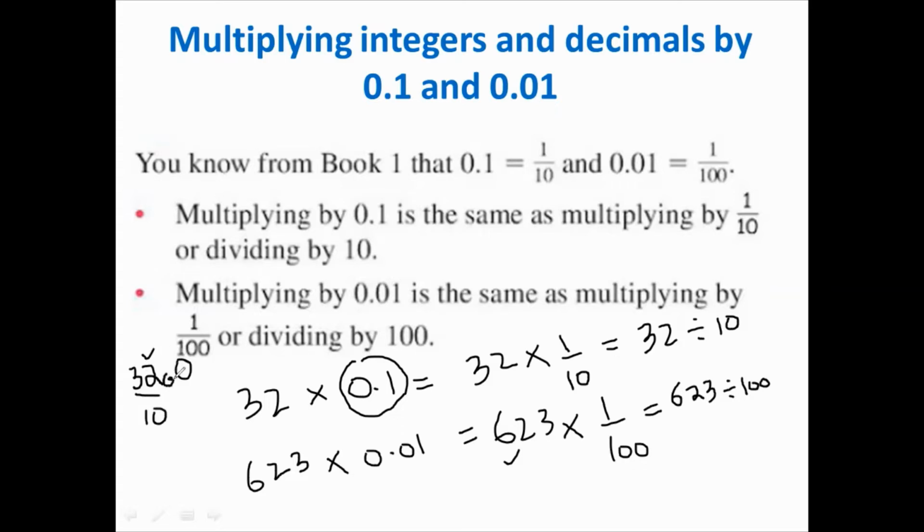Whenever we divide this value by 10, we will move this decimal point one value to the left. Why one value? Because there is one 0 in 10. So we will move our decimal point one value to the left. This decimal point will be shifted to the left and our answer will be 3.2.